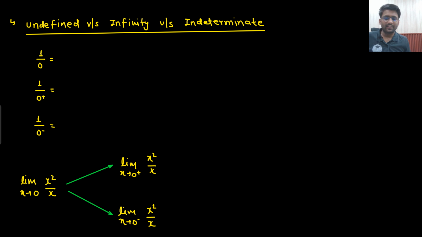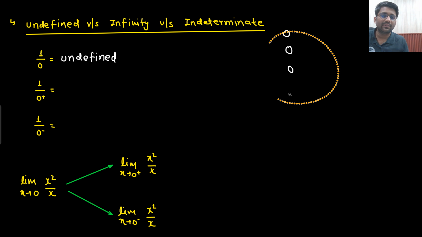We will solve another example, but first let's compare these three terms: undefined versus infinity versus indeterminate. You already know the difference between undefined and infinity; we covered it in the basics, right? Let's revise it. What is 1 by 0? 1 by 0 is undefined. Why? Because, tell the table of 0 how many times such that you get 1. It is not possible. 0 1s are 0, 0 2s are 0, 0 3s are 0.